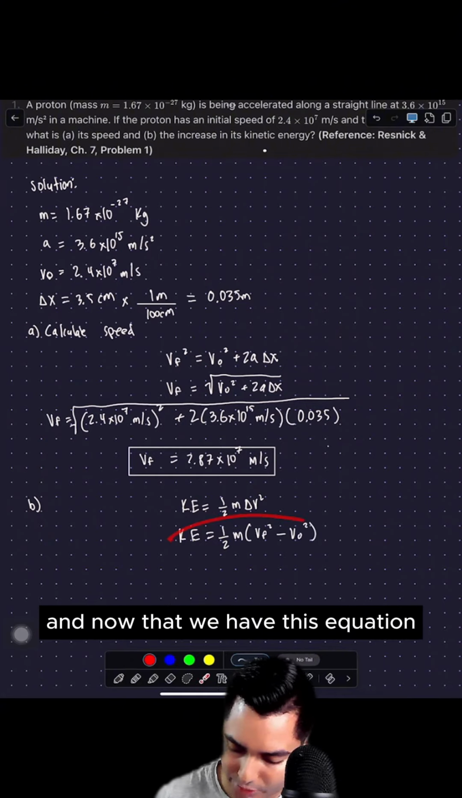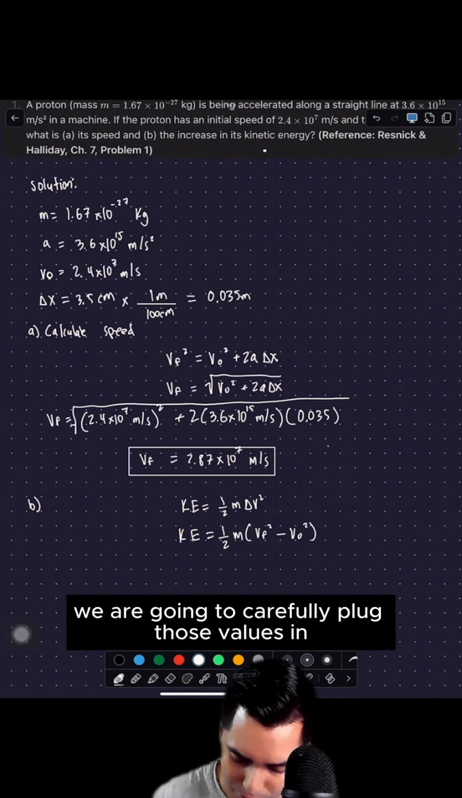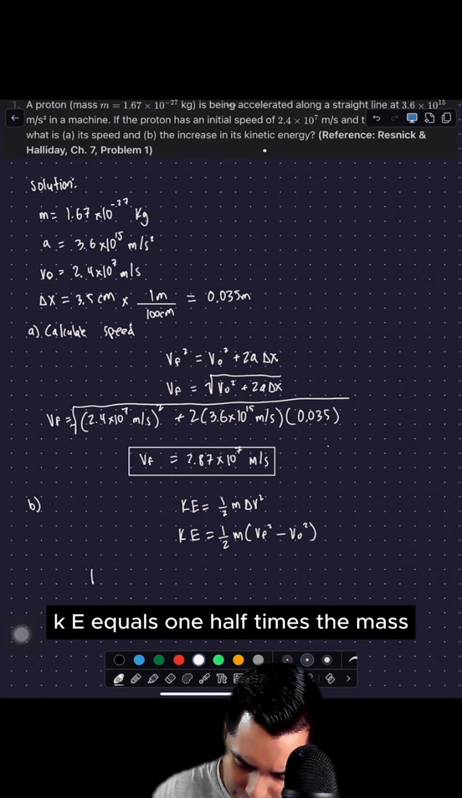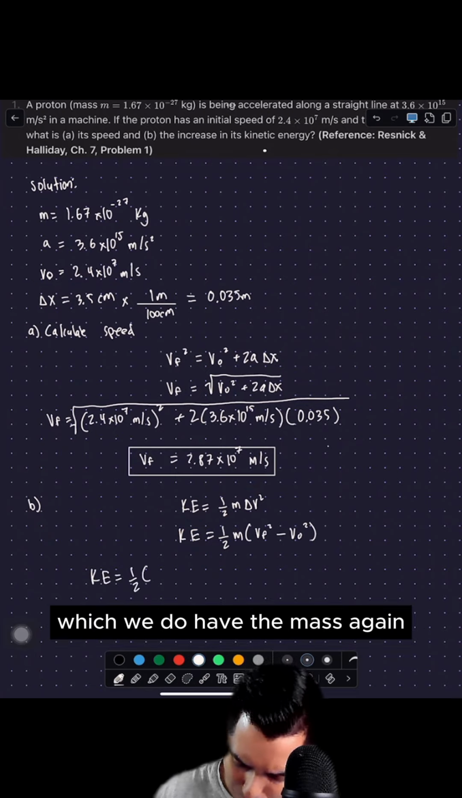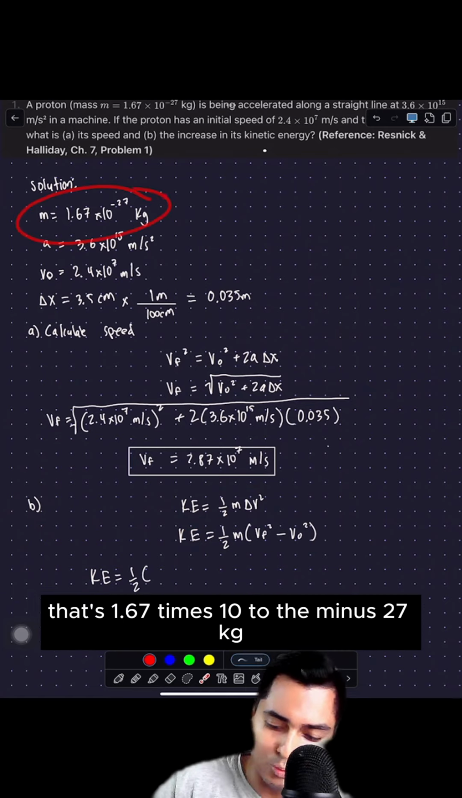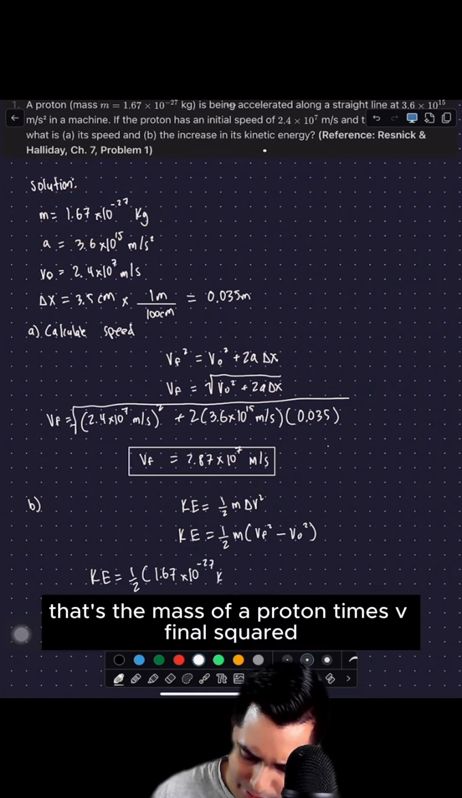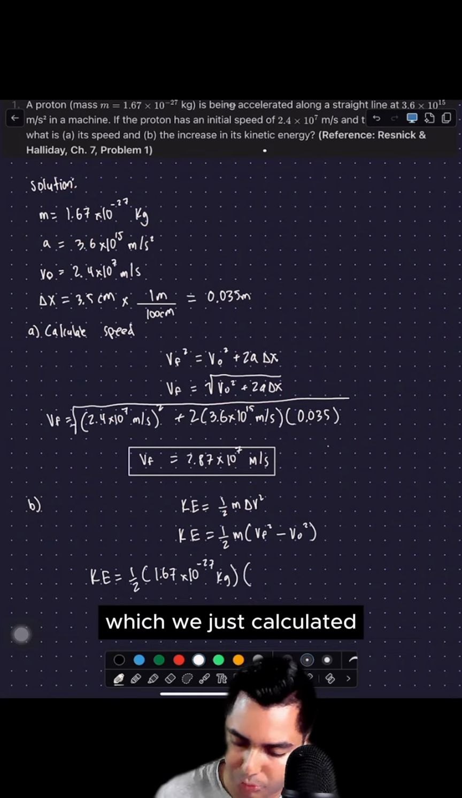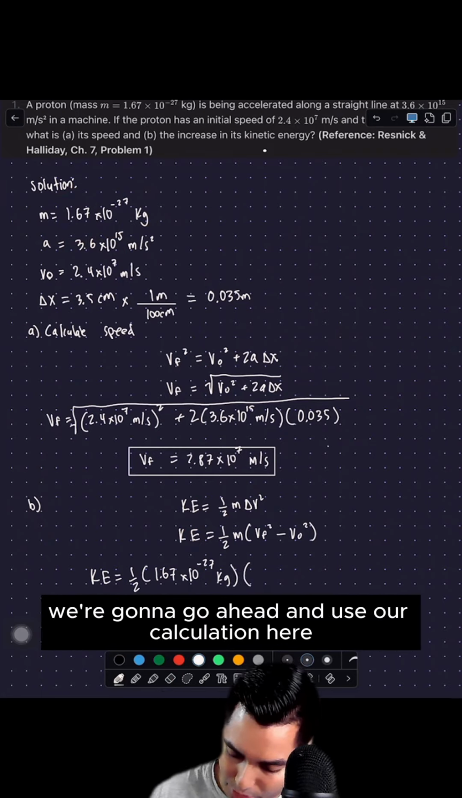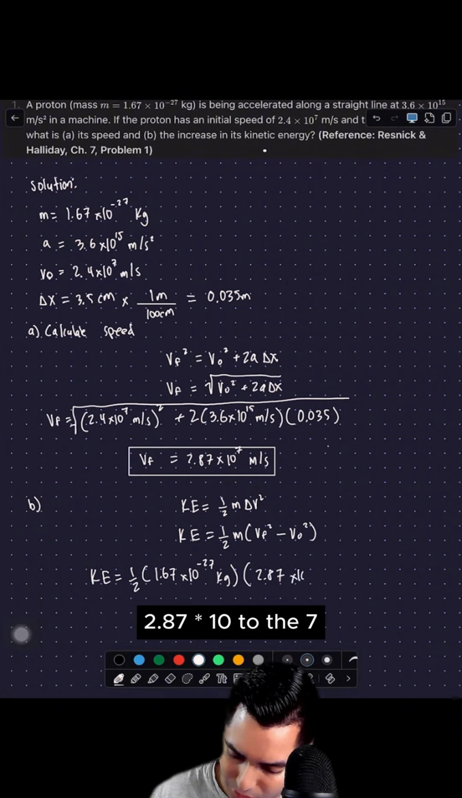And now that we have this equation, we are going to carefully plug those values in. KE equals 1/2 times the mass, which we do have. Again, that's 1.67 times 10 to the minus 27 kilograms. That's the mass of a proton. Times v final squared, which we just calculated. We're going to go ahead and use our calculation here, 2.87 times 10 to the 7.